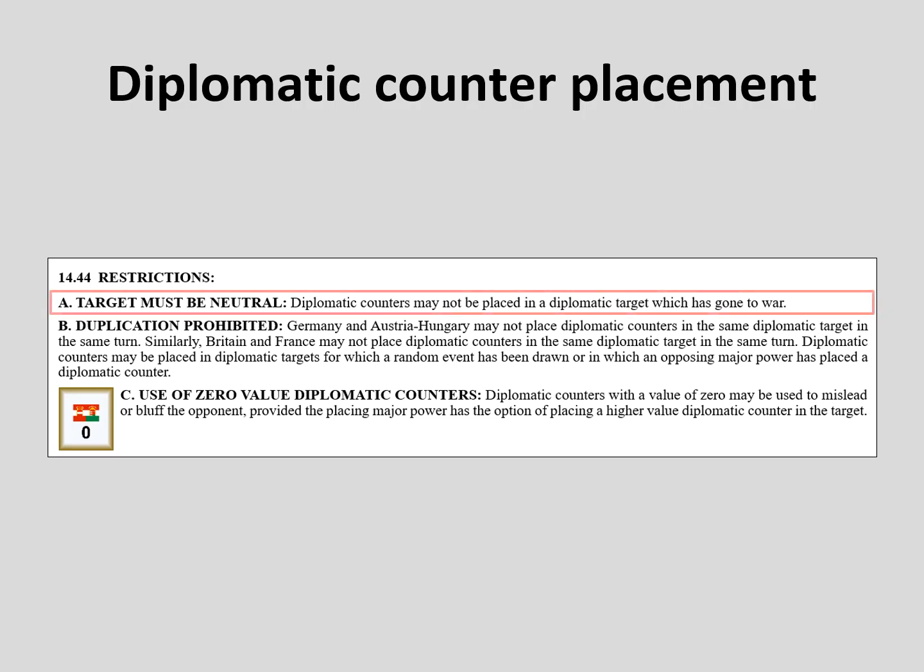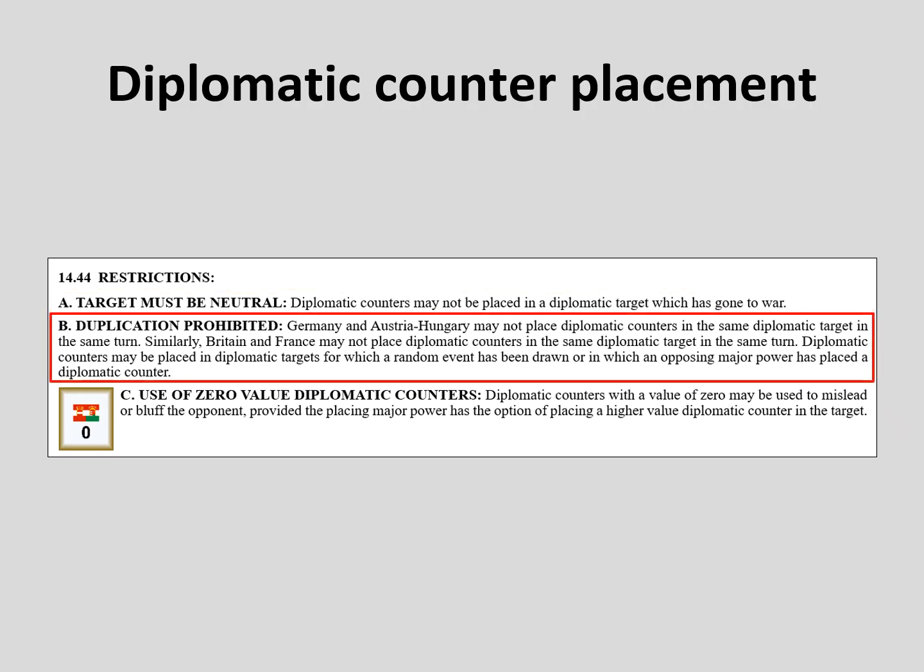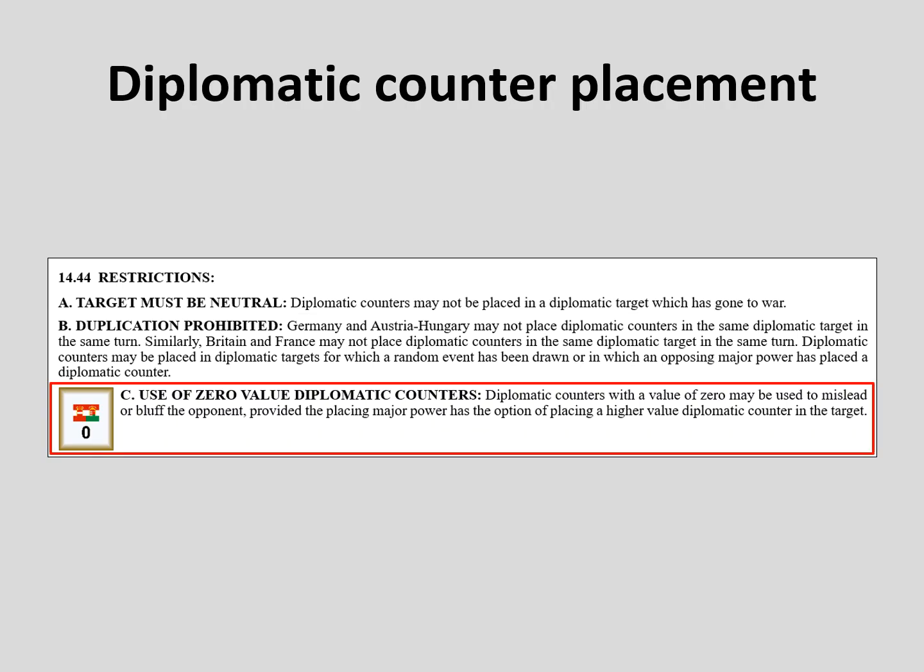The target must be neutral. Each side may only place one diplomatic counter in each target. This restriction is repeated for emphasis. Zero activity counters may be used to bluff.